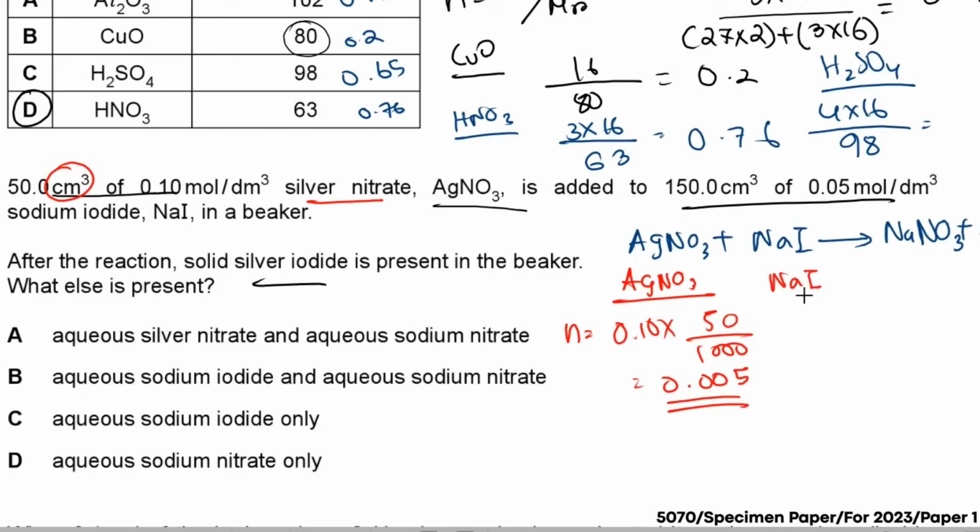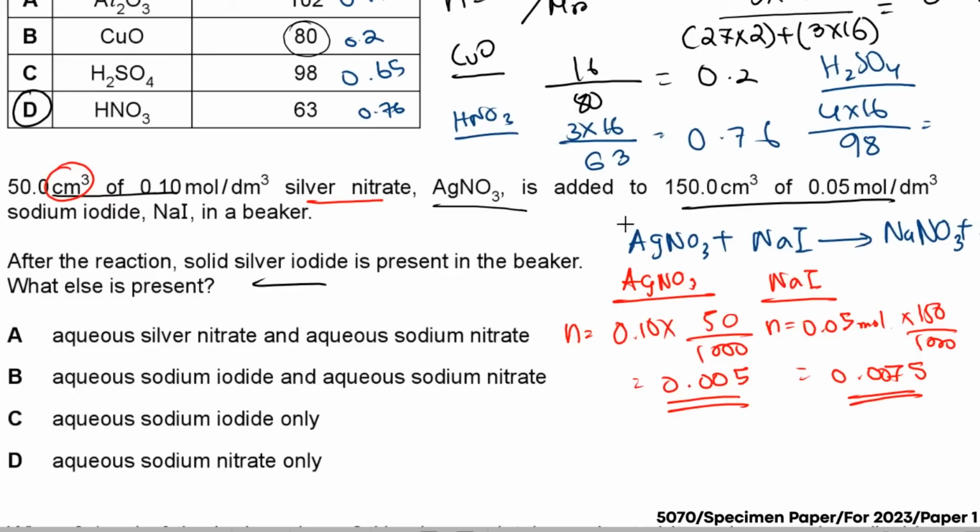For sodium iodide, we are going to do it the exact same way. So we have 0.05 moles times 150 by 1000. So 0.05 times 150 by 1000. This is going to be 0.075. Let me count the zeros, 0, 1, 2, 3, yeah, 0.075.